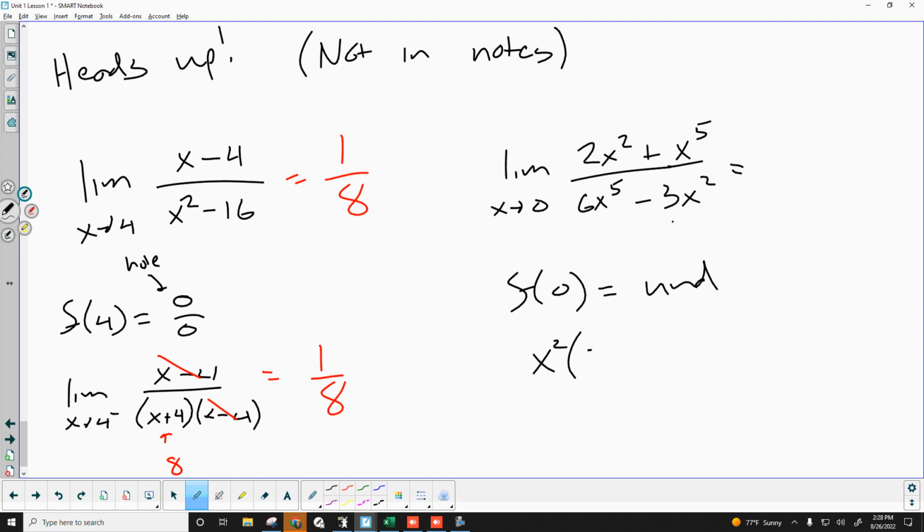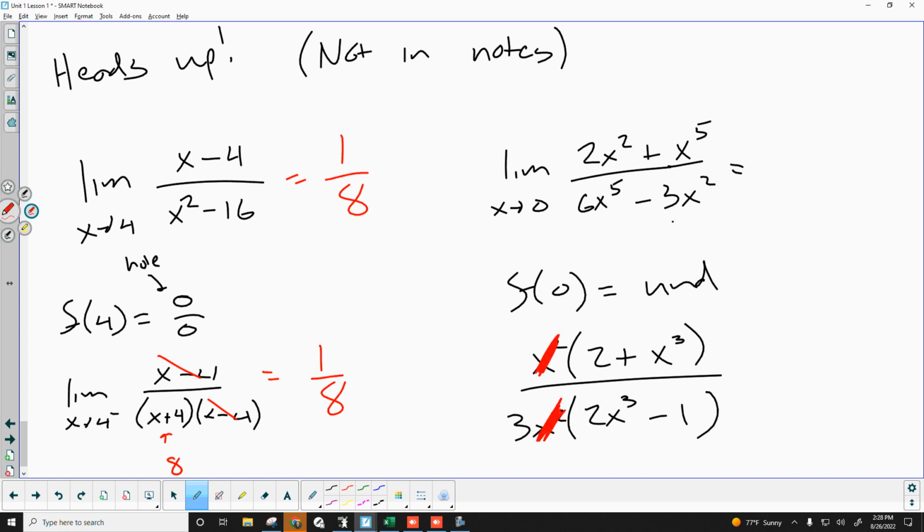On the top, an x squared can be factored out. You got 2 plus x cubed. On the bottom, a 3x squared can be factored out. You have 2x cubed minus 1. Now, this helps you see the values that you are getting when you plug in something close to 0. Because this number divided by this number, very small close to 0 numbers, but they will cancel each other. Again, they're not 0, they're close to 0. Leaves us with these.